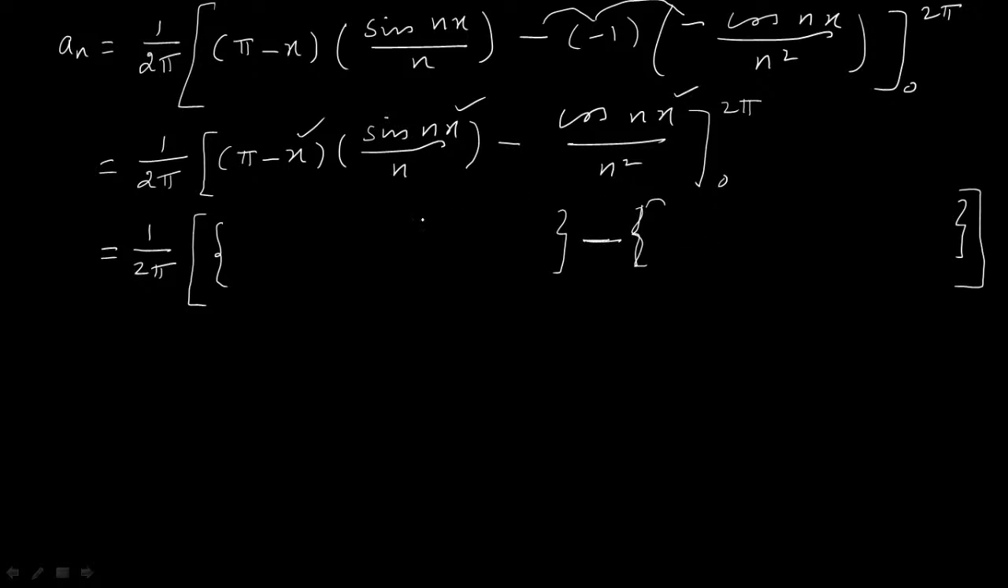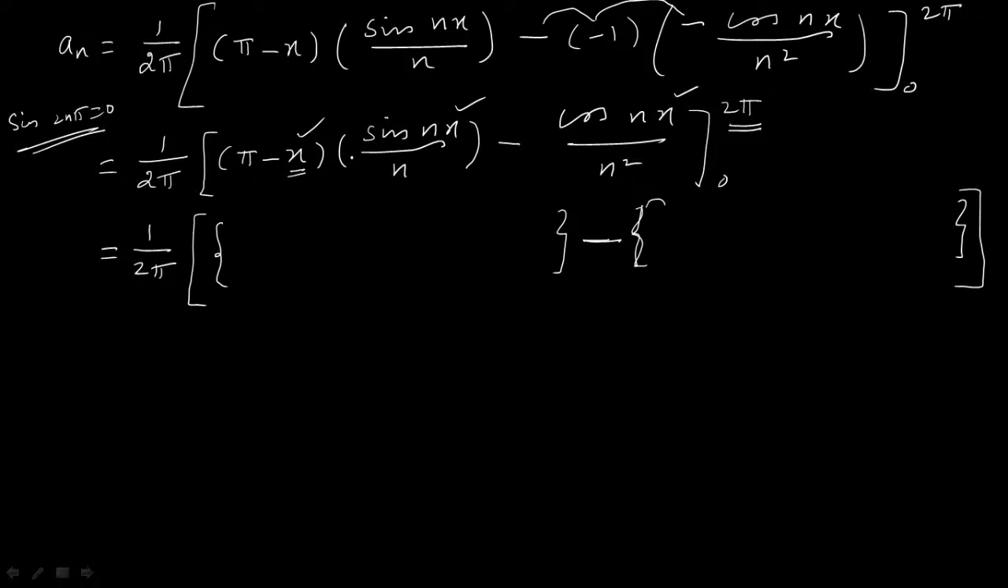First let me substitute the upper limit value, that is 2 pi. By substituting the upper limit, look here. This is your first term, am I right? Here you have the sine term. If you replace x by 2 pi, what do you get? Sin 2n pi. So what is the value of sin 2n pi? Sin 2n pi is 0.